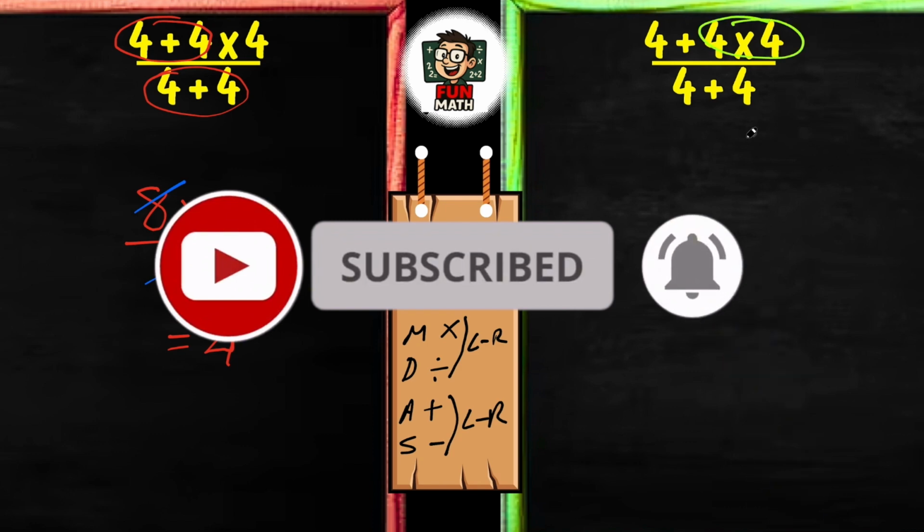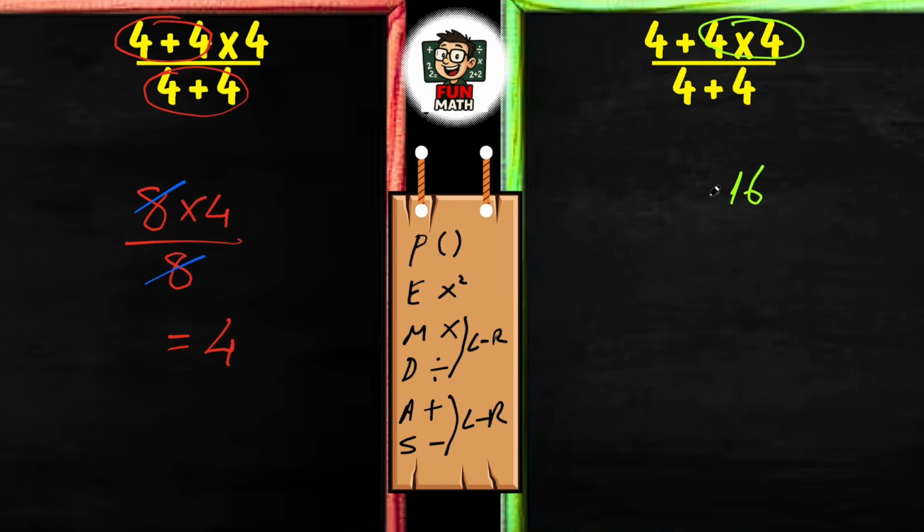First, we do the multiplication. 4 times 4 equals 16. Now, the addition. 4 plus 16 equals 20. 4 plus 4 equals 8. Finally, we do the division. This is not perfectly divisible. The answer is a fraction.